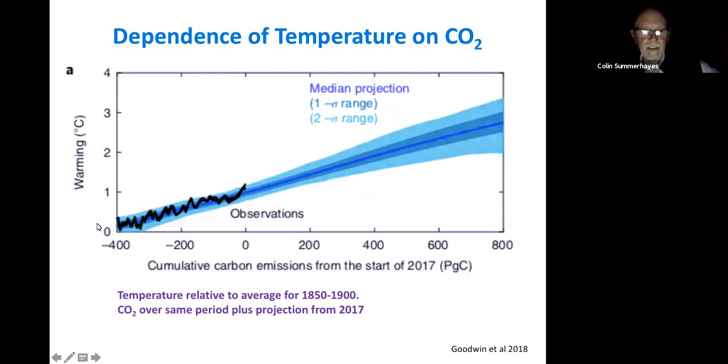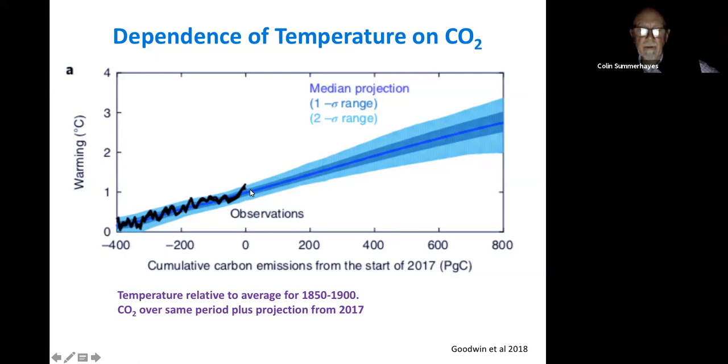Warming is up the left-hand side, and the cumulative carbon emissions along the bottom. 0 is the year 2017. So by 2017, we had emitted 400 gigatons of carbon, and that means CO2. And the black line shows you the way that temperature increased. So the temperature increase is following very nicely the pattern of release of carbon from burning fossil fuels.